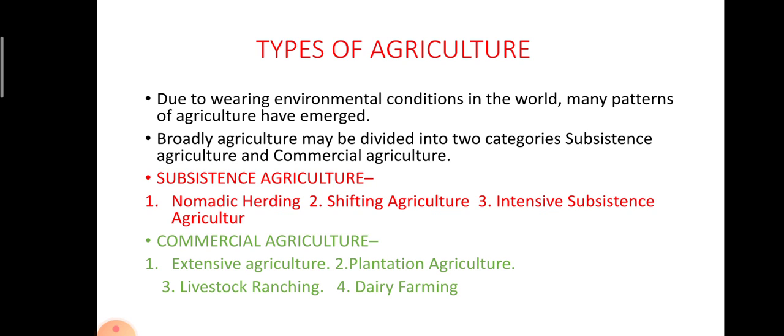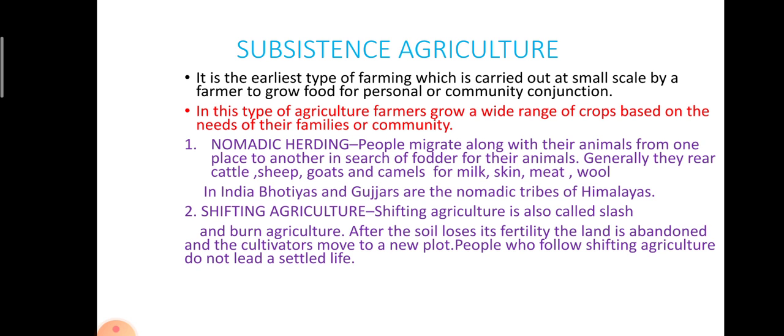Subsistence agriculture includes nomadic herding, shifting agriculture and intensive subsistence agriculture. Subsistence agriculture is divided into three types, that is nomadic herding, shifting agriculture and also intensive subsistence agriculture. Please hear, nomadic herding.